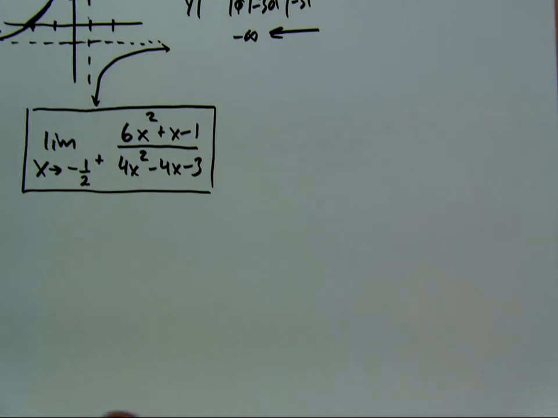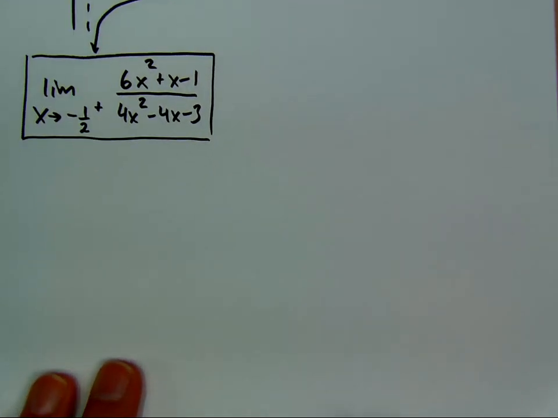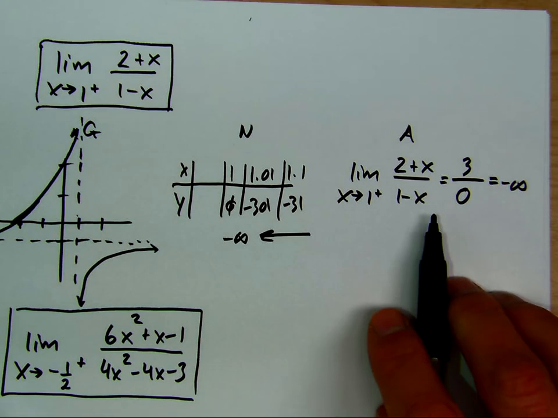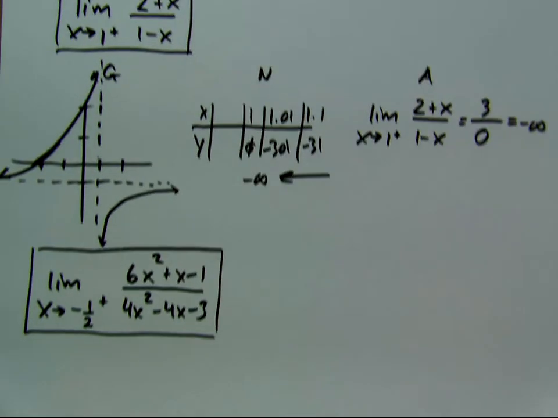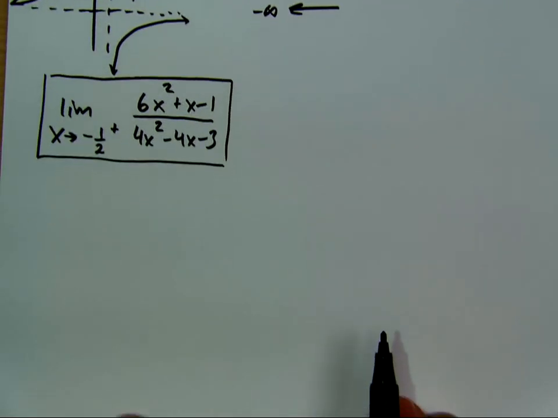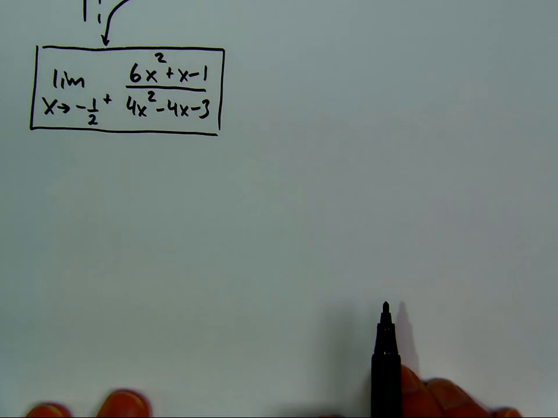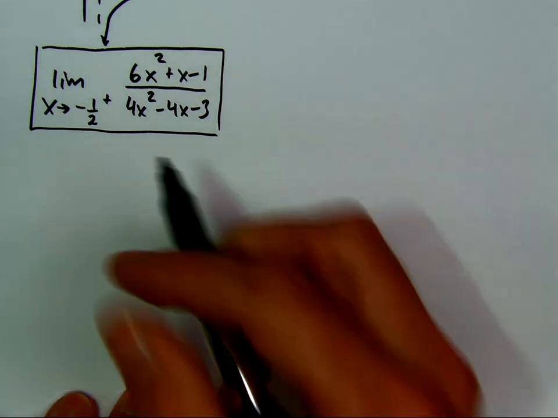And try this one. If you get stuck on evaluating it analytically, you can always make a table or make a graph and then work your way through the different representations. Pause the video and try that one.